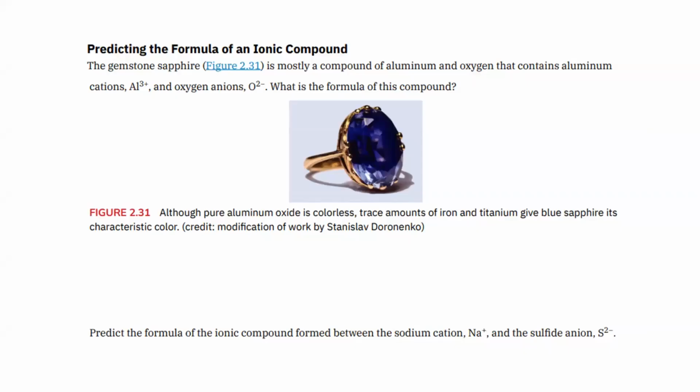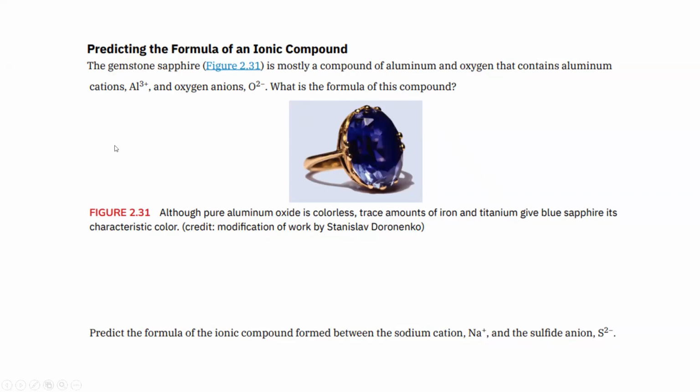But if we look at this one now, the gemstone sapphire, you can see just the little gem in the middle there, got kind of that blue tint to it, is mostly aluminum and oxygen. So we've got an ionic compound containing those two. The thing that actually gives it the blue color is just going to be small amounts of the iron and titanium. But with it, if we want to figure out what the formula for this aluminum and oxygen compound would be, we have to first identify what the ions are. So in this case, we're given that information.